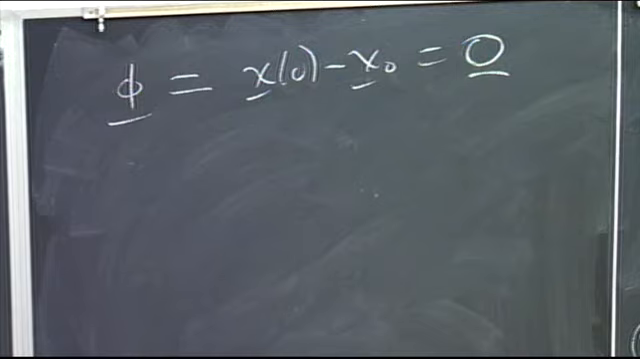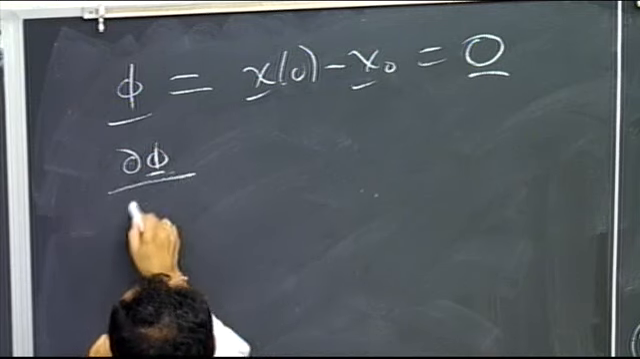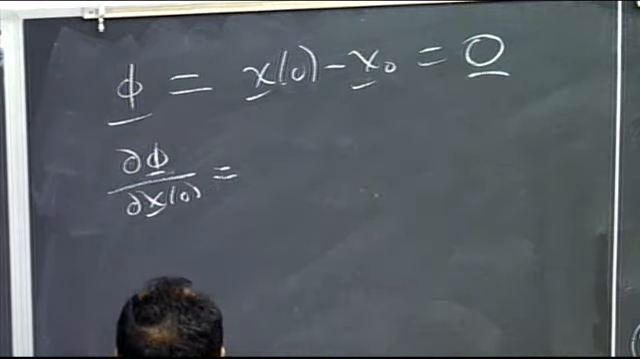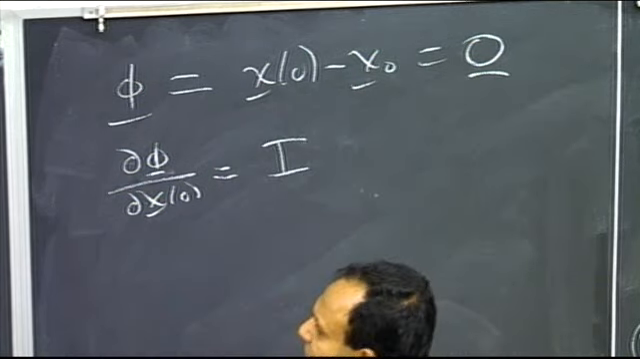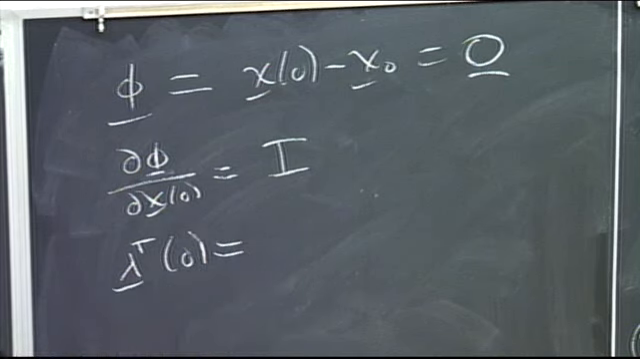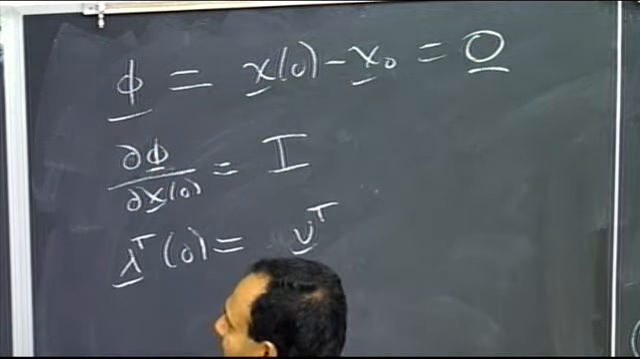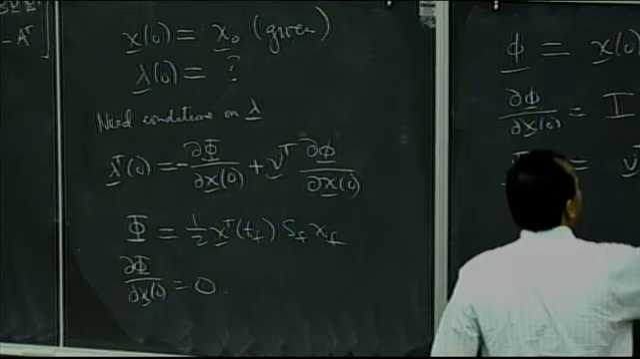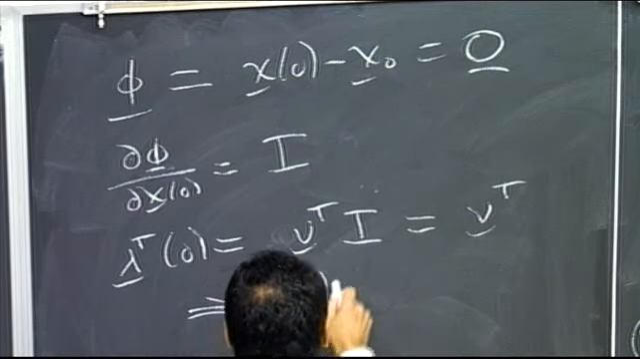It's still there. So what's the partial of phi with respect to x at 0? Please don't say 1. The identity. So what this says is lambda transpose at 0 is equal to what? Well, this thing is 0, so I don't need to worry about it. Plus nu transpose times the partial of phi with respect to x0, which is the identity, which is just equal to nu transpose, which says that lambda at 0 is equal to nu.